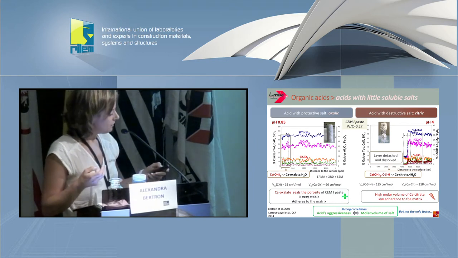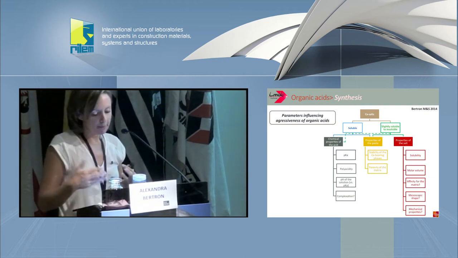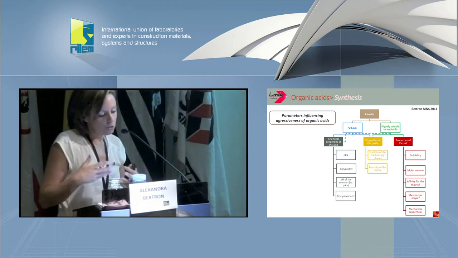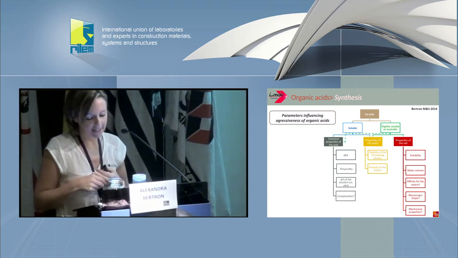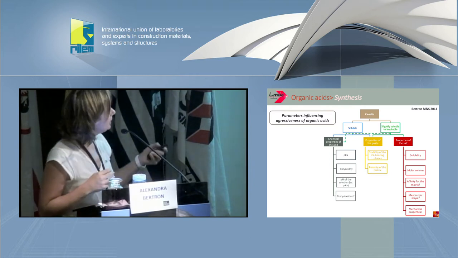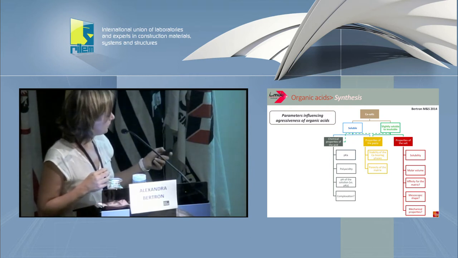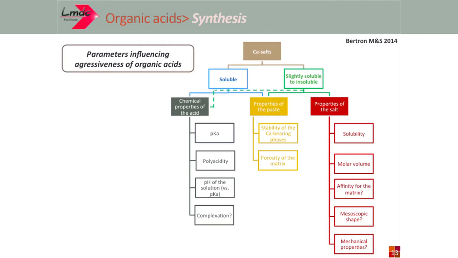So just to conclude about this aspect on organic acids, we attempted to make this scan to summarize the parameters that influence the aggressiveness of organic acids. So the main parameter is not the pH, it's really the solubility of the salt. When the salt is soluble, two main parameters influence the aggressiveness. First, the chemical properties of the acid, so the pKa or the polyacidity, and the property of the paste, such as the stability of the calcium-bearing phases.